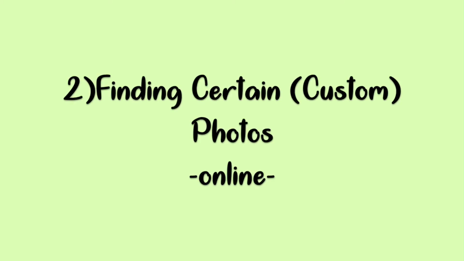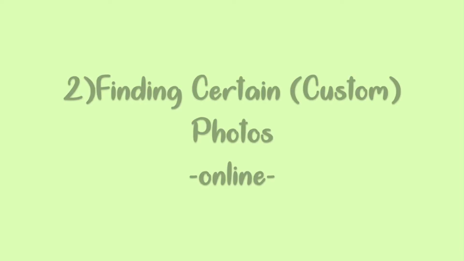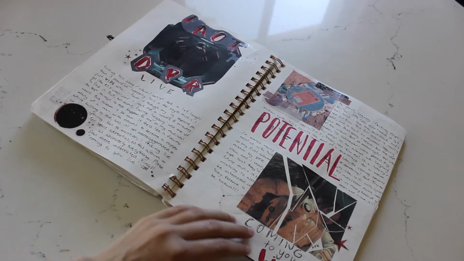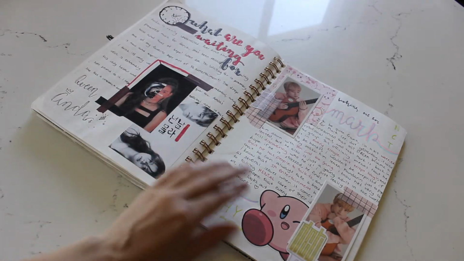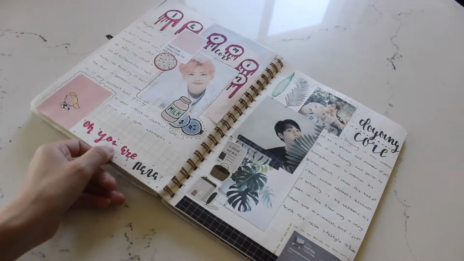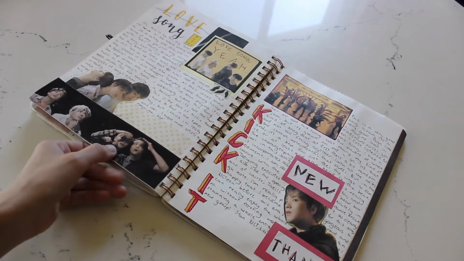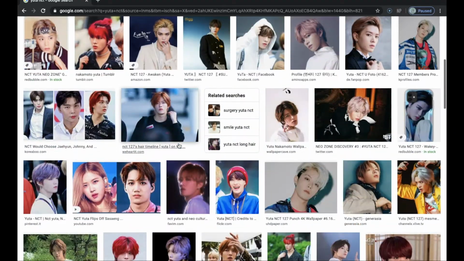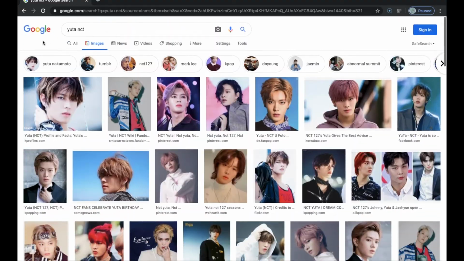Now, what if you want certain photos for a certain spread? For example, I do a lot of K-pop journaling, and in fact that was my gateway into the journaling world. So for K-pop journaling, you kind of need specific photos, or at least specific photos of a group, place, person, or thing. Now the easiest way to go through this is just to hop onto Google and search up the thing you want to find photos for.